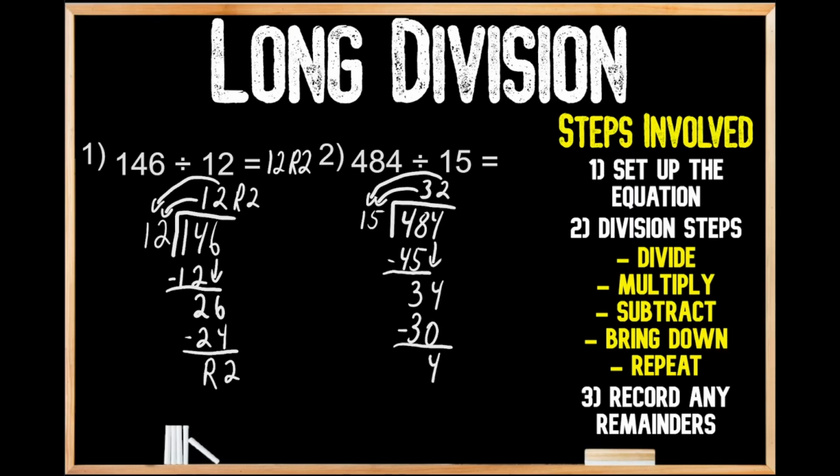So moving on to step number 3, recording any remainders, we have a remainder of 4, so we'll put an R beside it, and then we're going to put up top R4 to show that our quotient, or the answer here, is 32 with a remainder of 4. So when we divide 484 by 15, we have the quotient of 32 with a remainder of 4.